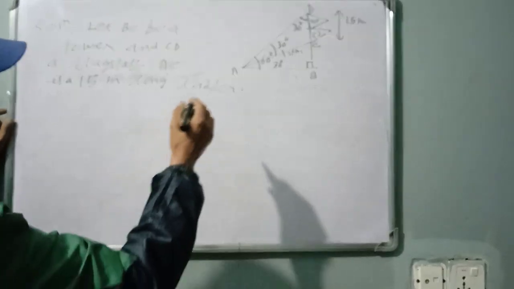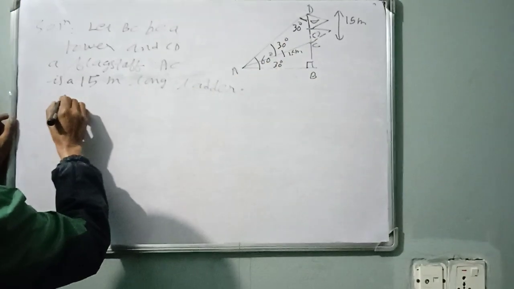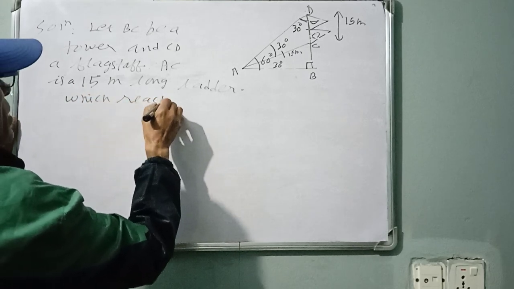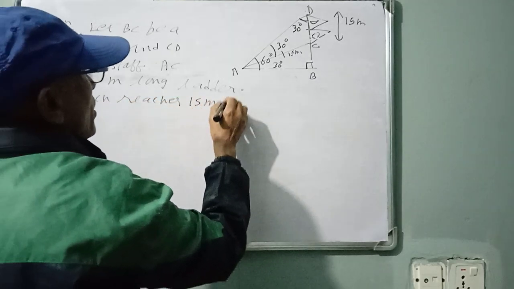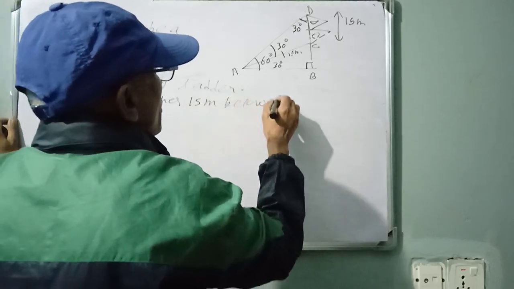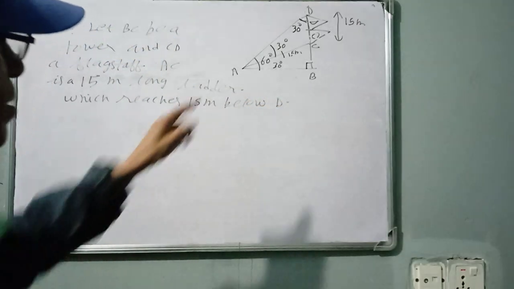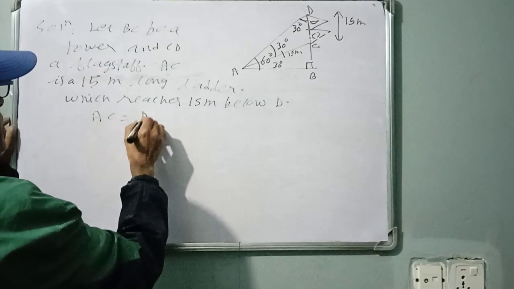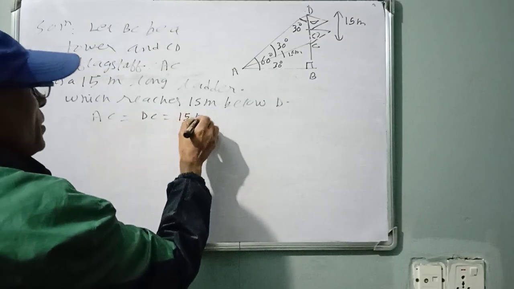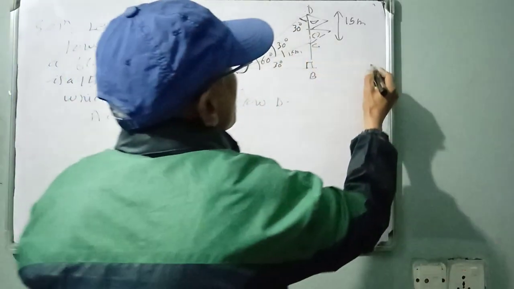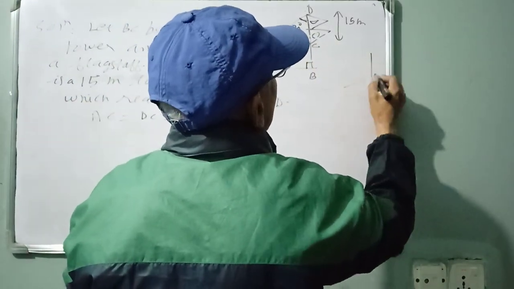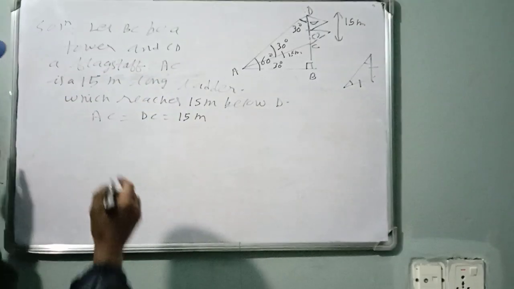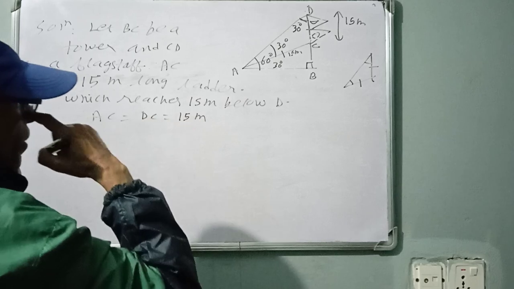And what does AC do? AC is a 15 meter long ladder which reaches 15 meter below D, which is the top of the flagstaff. Then what can you write? AC equal DC equal 15 meter. If two sides are equal, the two angles opposite them are equal.